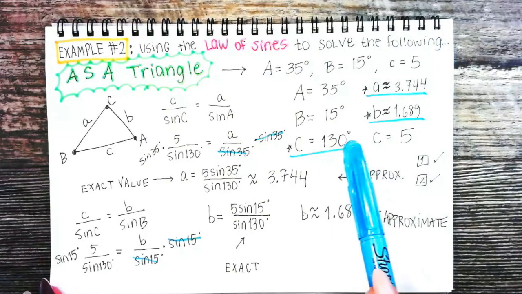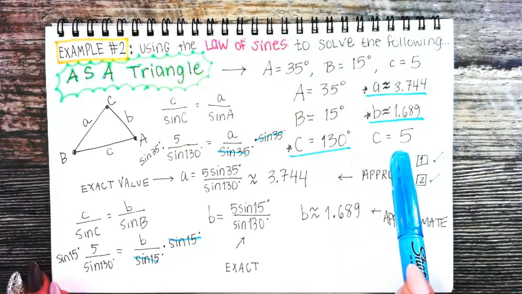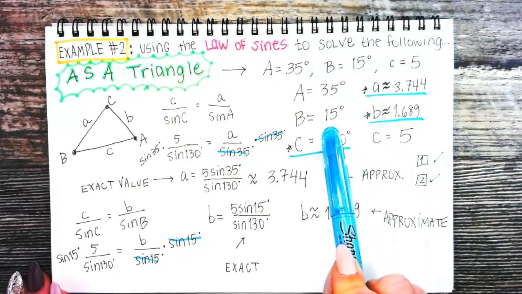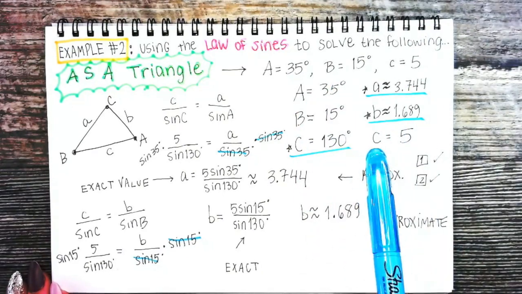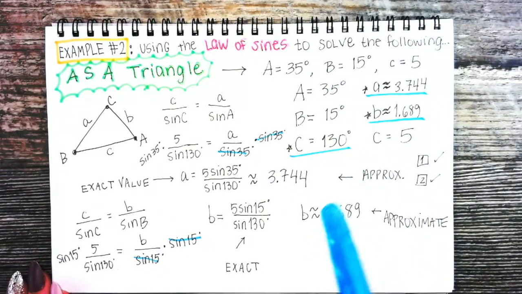130 degrees is my biggest angle. It should be across from my biggest side. 15 degrees is my smallest angle, and it should be across from my smallest side. This checks out, so at least I know my answer makes sense.